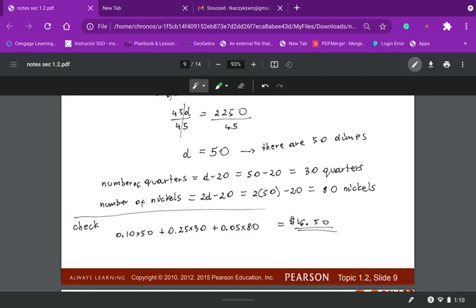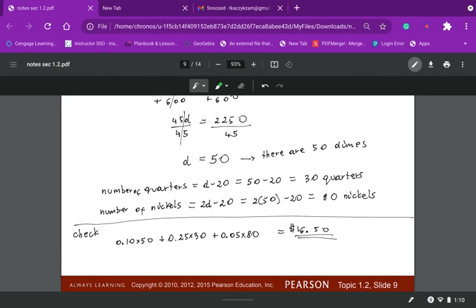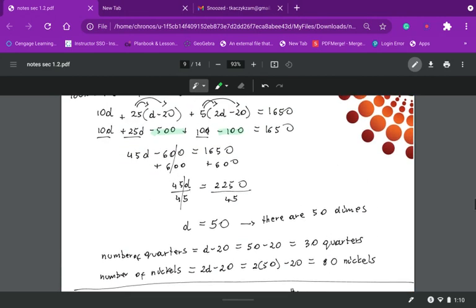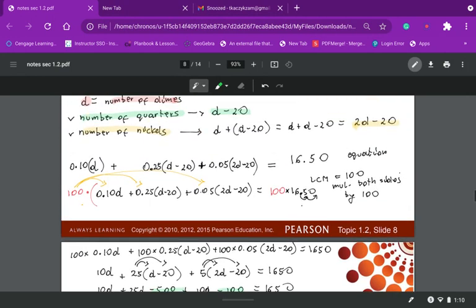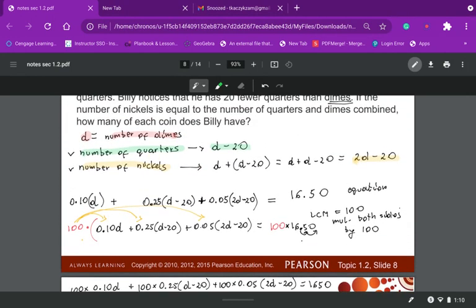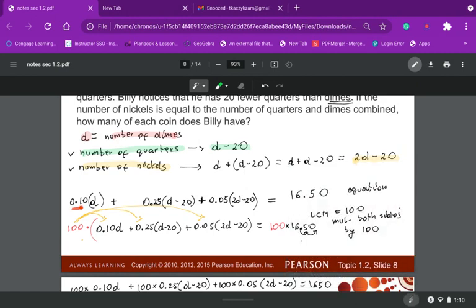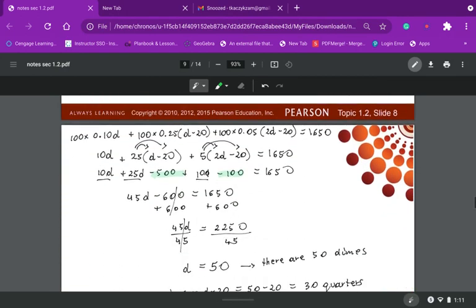So this is just checking my work. Okay. So this is how you solve problems involving money. So don't forget that $16.50 represents money value. So that's why when I created the equation to solve that problem, I had to use the correct money values, like 0.10 for 10 cents, 0.25 for 25 cents, and 0.05 for 5 cents.